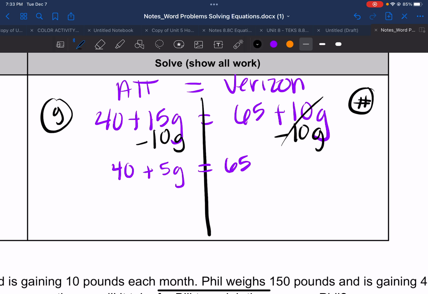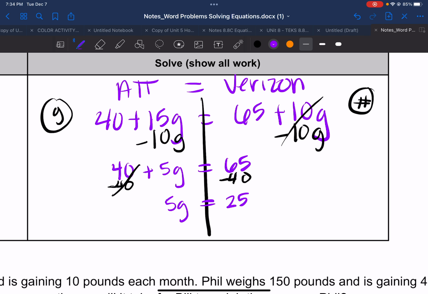Then the issue is this 40 right here, right? This is supposed to have a G next to it. That's not what we want. This 40, we've got to get rid of it. So I need to do minus 40, right? So that cancels out. Now what do I have left on the left side? I have 5G equals... what is 65 minus 40, right? 65 minus 40 is going to be 25.